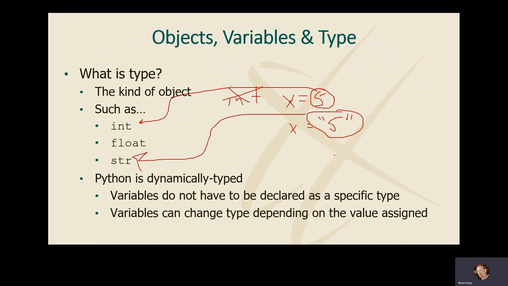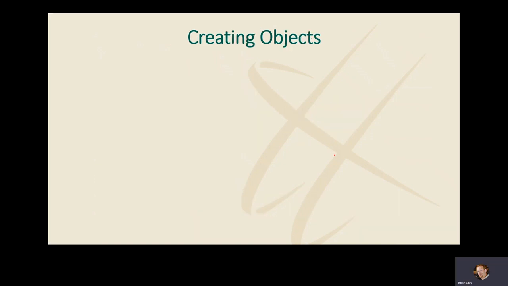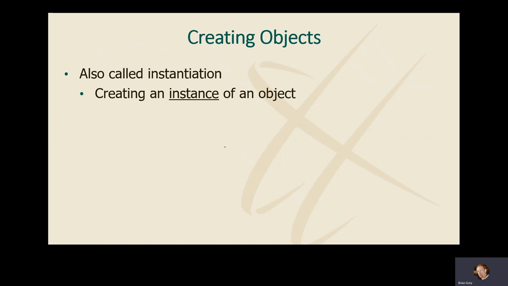Okay. And we'll see how type and objects and classes all relate in a future module. But now we need to create objects. We need to figure out how we create objects in our code. This is called instantiation, is the fancy word for it. But it just means creating an instance of an object, right? Instances, and we're going to get into these definitions in the future too.